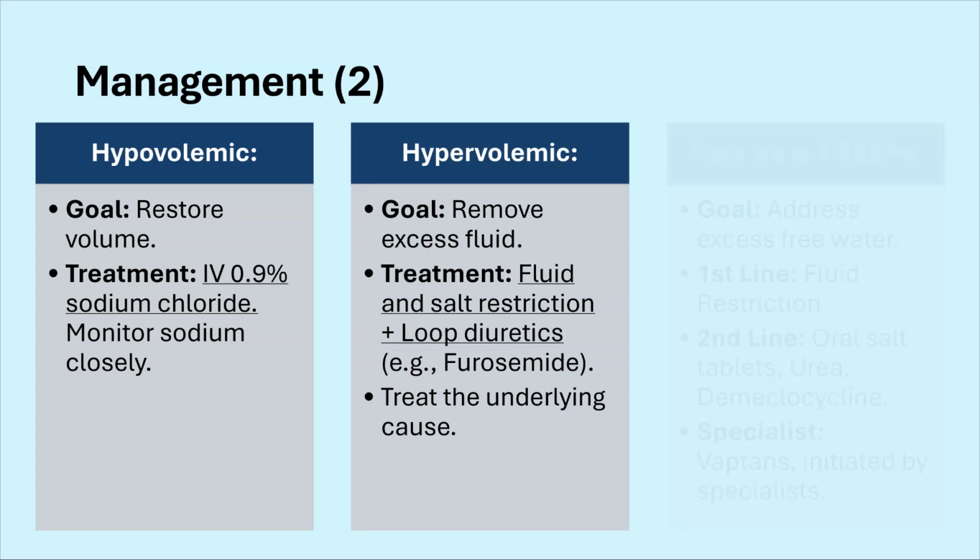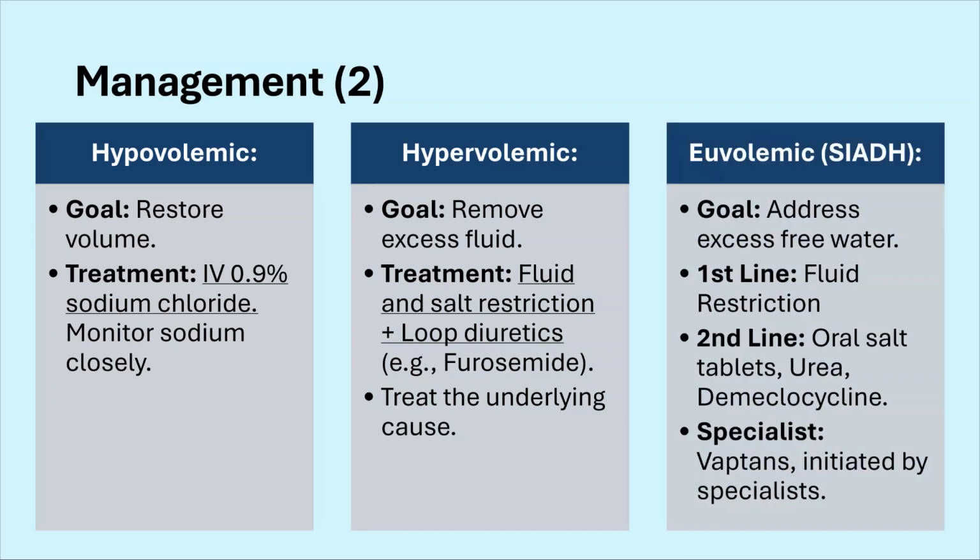Now, people who are euvolemic often have SIADH. The first line management is to fluid restrict them to about 1 liter or 1.5 liters per day. The second line is to give them oral salt tablets. Yes, they do exist. It's literally salt in a tablet. You can also consider giving a drug called demeclocycline, which counteracts the effects of SIADH. And if those two lines don't work, you need to speak to endocrinologists, who will probably start medications such as tolvaptan.